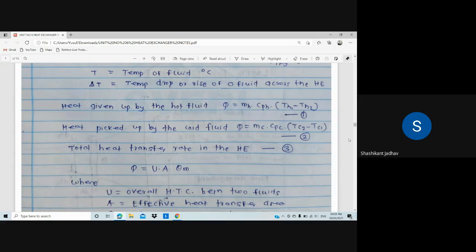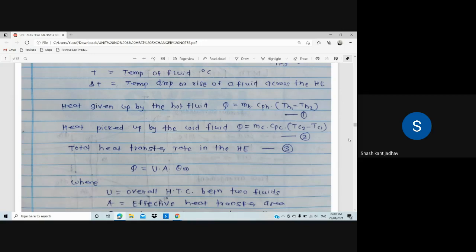म्हणजे ज्यावेळेला आपण heat exchanger, there is a hot and there is a cold, different temperature difference is there. For the overall heat exchanger, there is a different temperature difference. Okay, so for that the temperature difference is nothing but the log mean temperature difference.